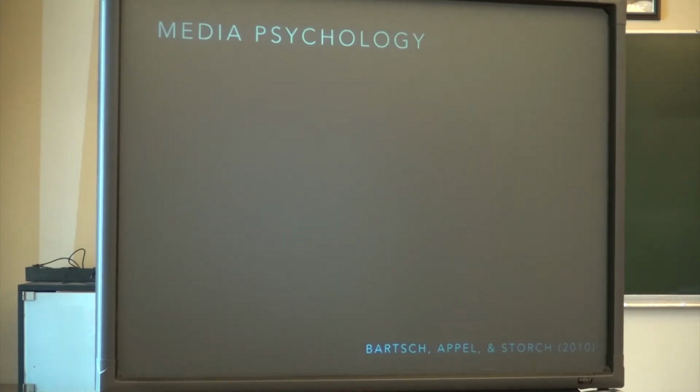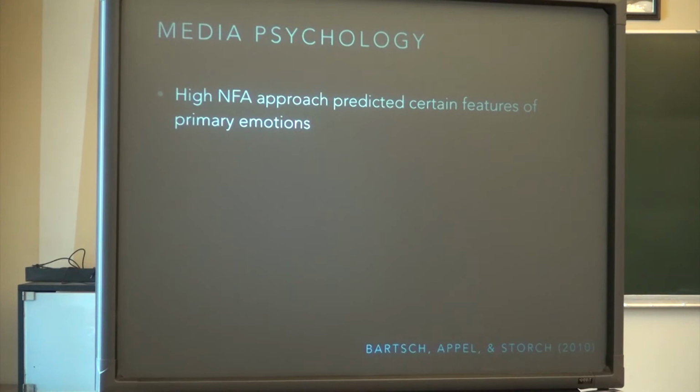Okay, I'll quickly comment on the results. If anyone is curious as to whether there were differences in emotions between drama and horror movies, I can tell you that drama movies were associated with more negative emotions. This might be a property of the particular films chosen, but just so you know. They found that high need for affect approach predicted certain features of primary emotions. More specifically, people who were high in need for affect approach experienced more negative feelings, and they also reported a higher frequency of ambivalent primary emotions, for example, fascination, surprise, interest, or being moved.